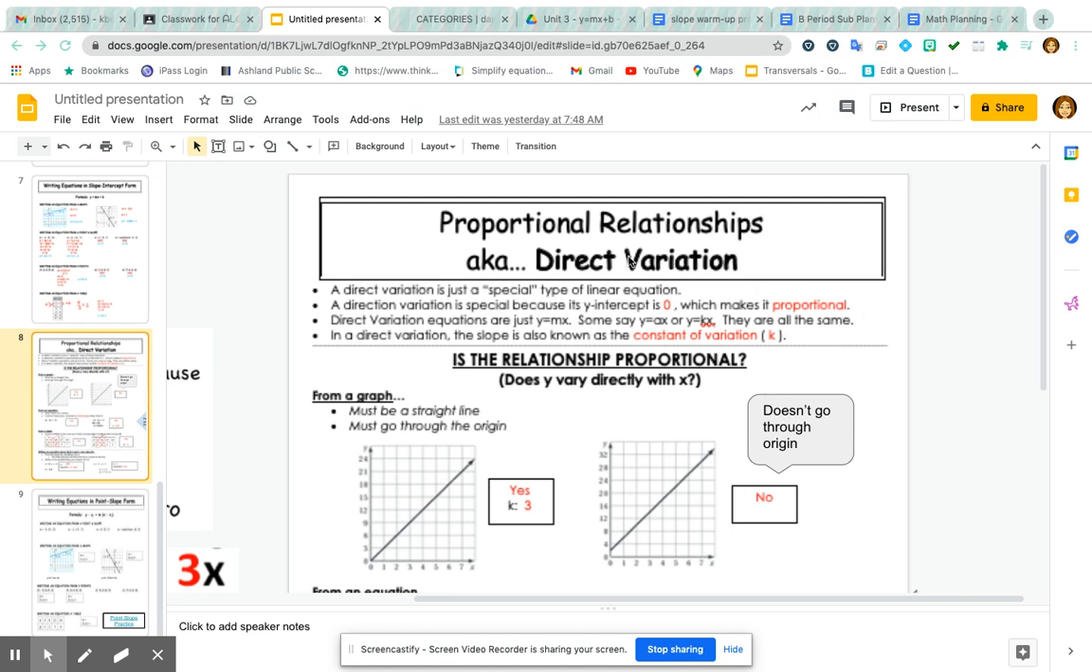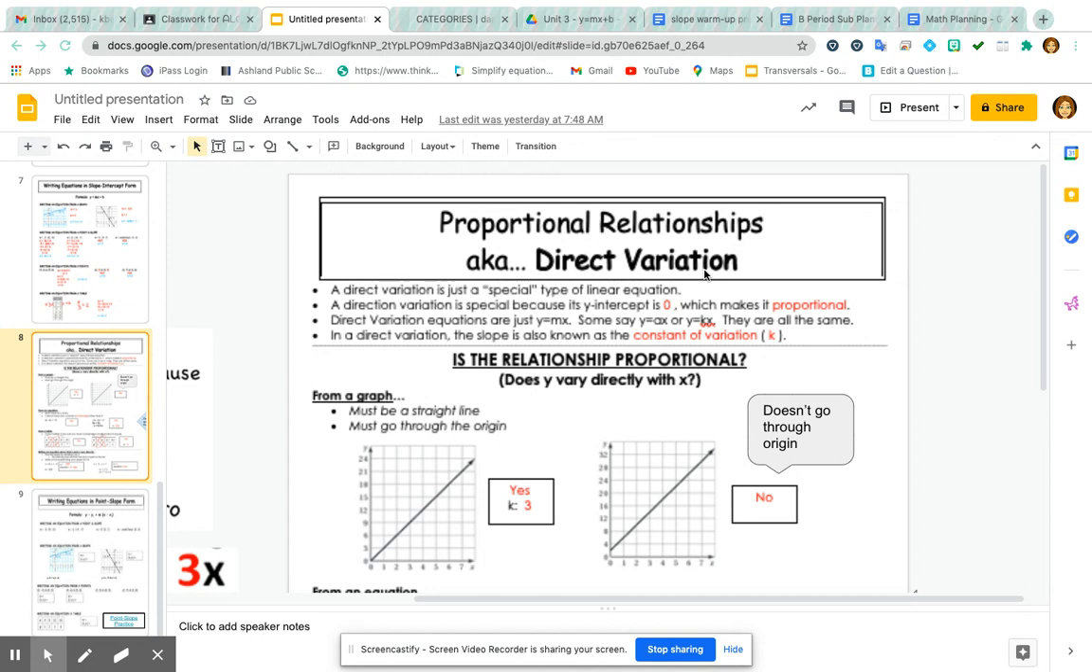So today we will be looking at a special type of linear relationship called a proportional relationship or a direct variation. A direct variation is just a special type of linear equation that thinks it's better than all the other equations. And the reason why it thinks it's better than all the other equations is because it's very simple. It goes through the origin.